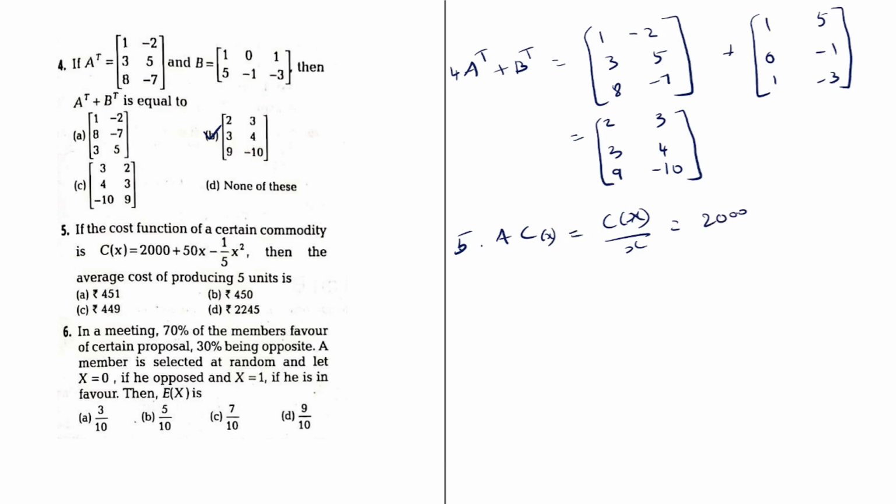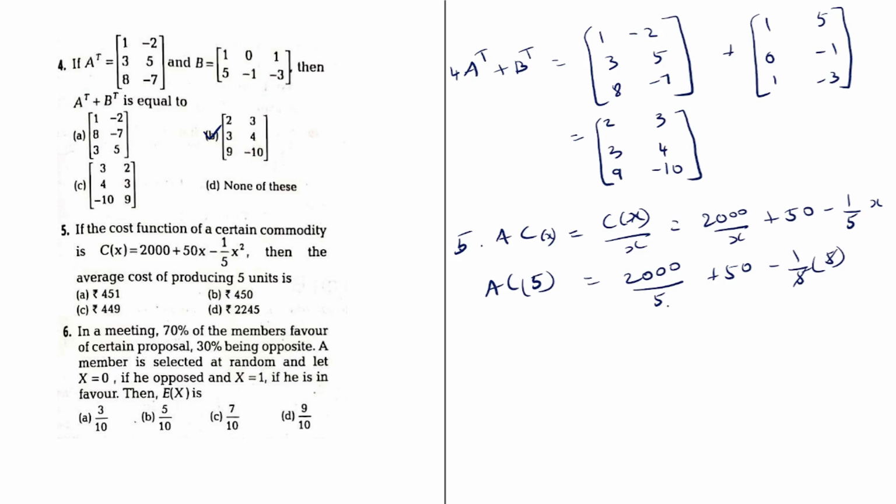We get 2000 by x plus 50 minus 1 by 5 x square into 1 by x. So one x will go, and we have minus 1 by 5 x. Now we have to find the average cost of producing 5 units. So for the average cost of 5 units, in place of x we put 5. So it is 2000 by 5 plus 50 minus 1 by 5 into 5.